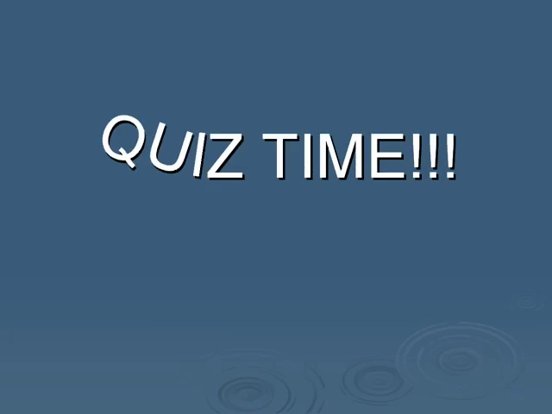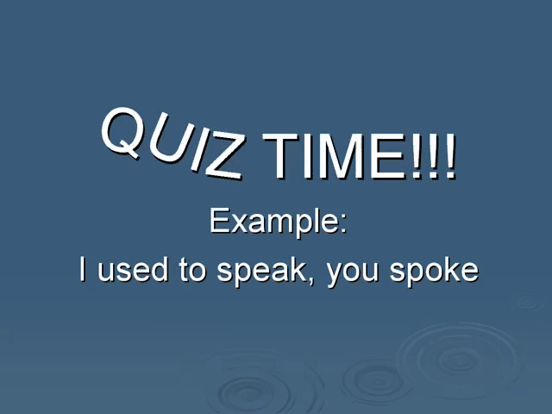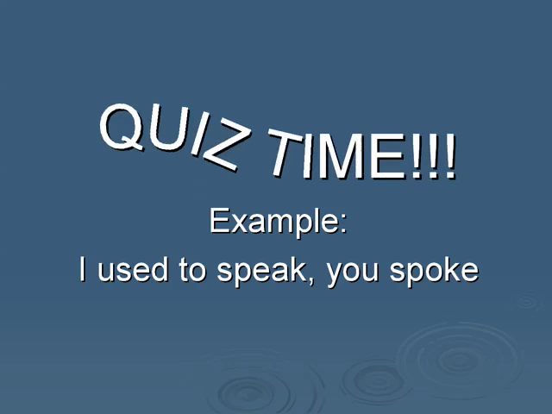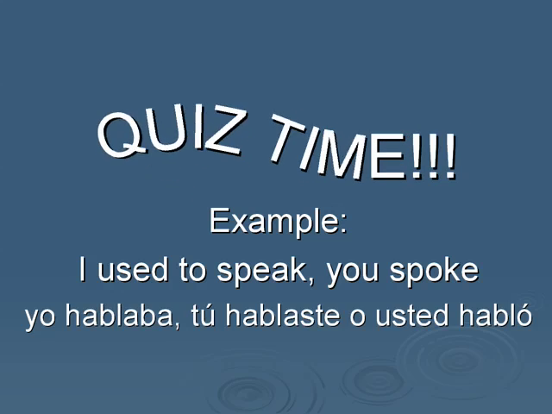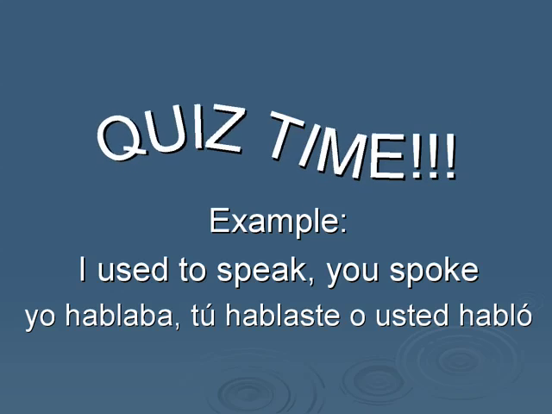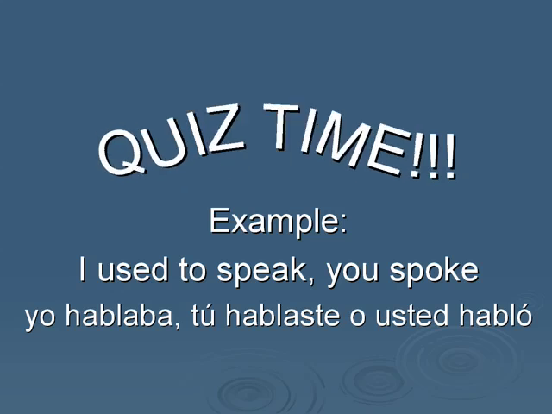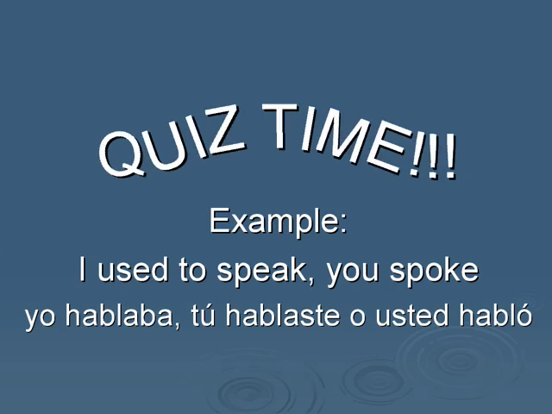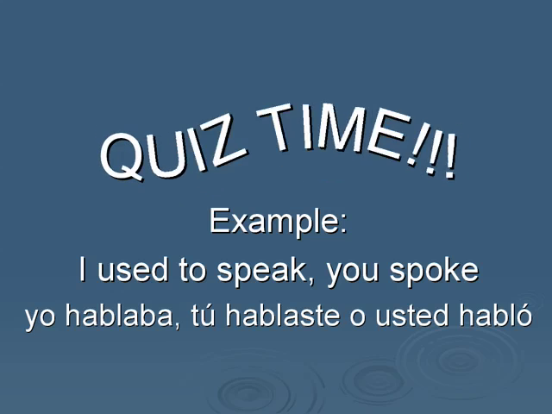So we're going to go over the quiz of 5 verbs that we're going to conjugate. An example would be: I would ask, I used to speak, and you spoke. I'll give you some time, and then you will say yo hablaba, tú hablaste, o usted habló. There are going to be 2 answers for all the you questions. I want you to practice the formal and the familiar. Let's get started.